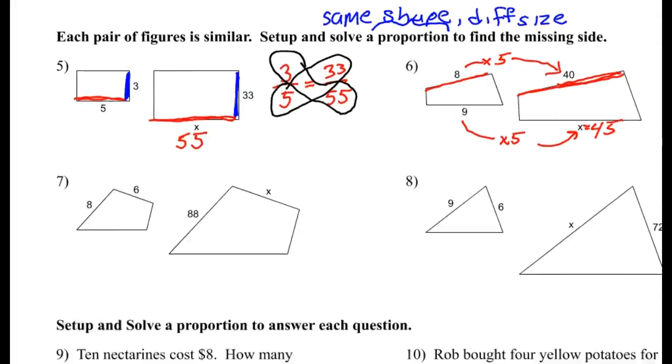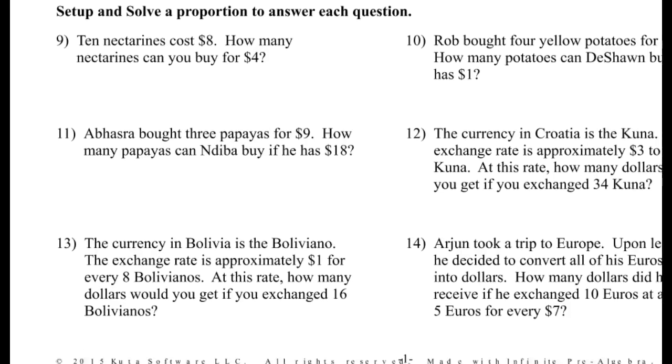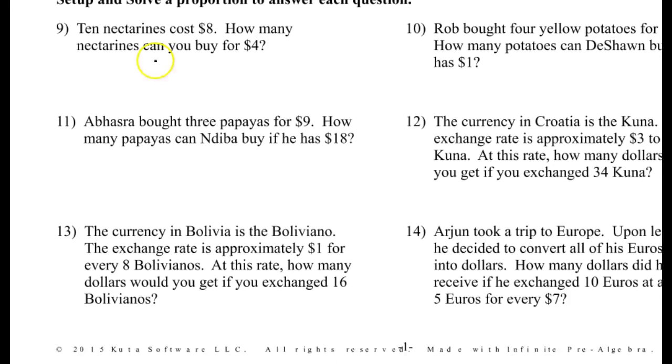All right, lastly, on the front are some more realistic problems. So we have like 10 nectarines that cost $8.